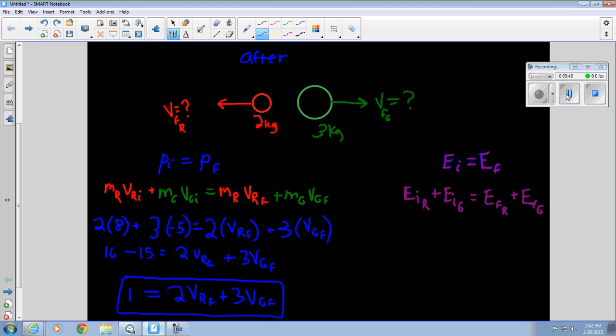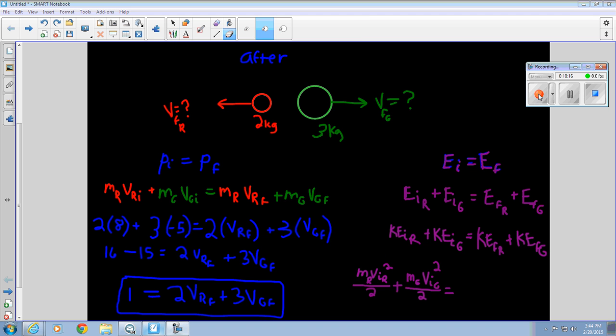Then we just take these and expand them out into their mv squared over 2 equations. This expands to the mass, I should have r in there for the red ball, times velocity initial of the red ball squared over 2. Don't forget to square it. And then this would expand out to mg v initial g squared over 2. The next one, mass of the red times v final of the red squared over 2. And last, mass of the green times velocity final of the green squared over 2.